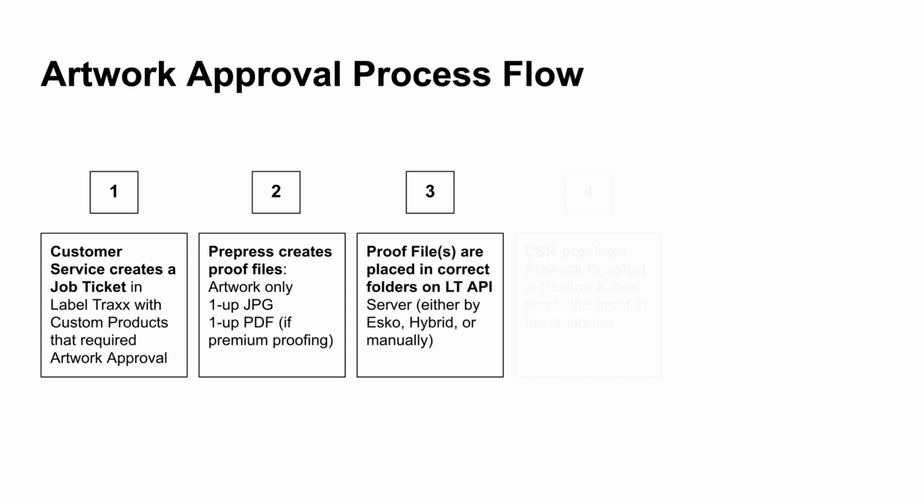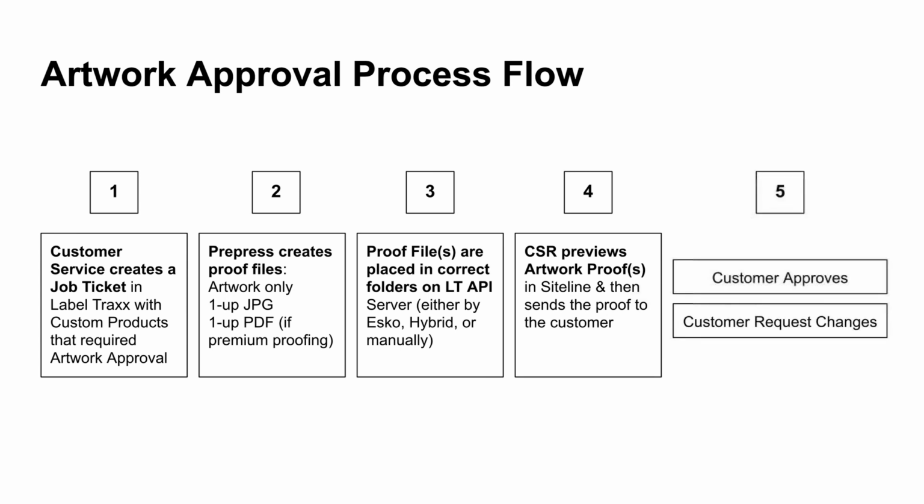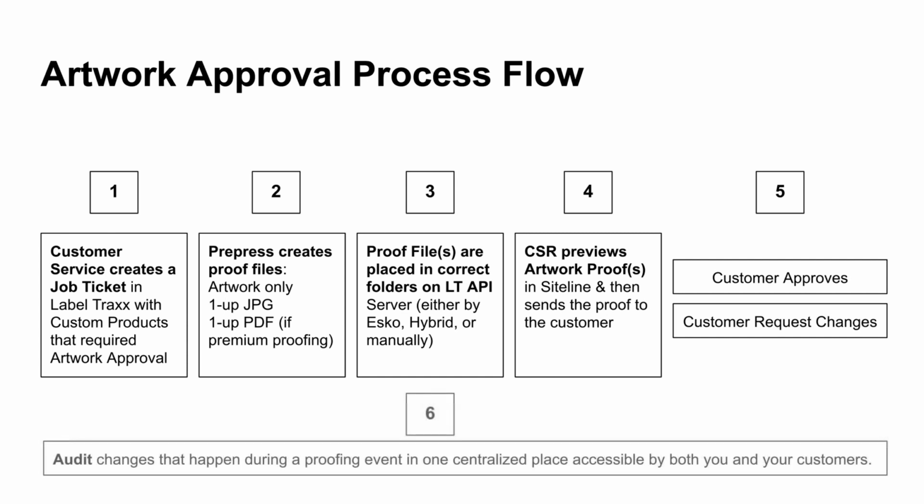The CSR previews the artwork proof to make sure it looks good, and then sends an email request out to the customer. The customer clicks on a link in the email, and they can review all the artwork they've been asked to approve, and they can either approve it or request changes. And then this system stays open and has a full audit log. So whenever there's any questions about what happened during a proofing event, you and your customer can go back and track what happened during that proofing event. So we'll show you all of that.